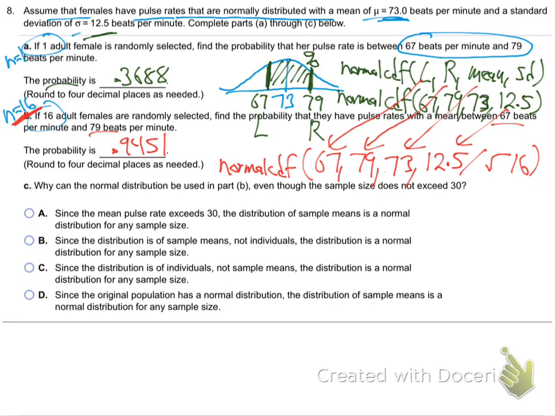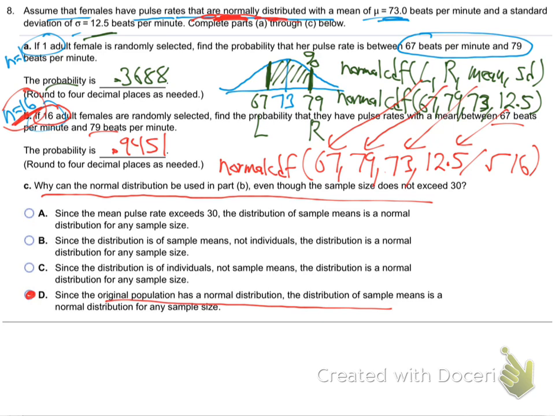Down here, why can the normal distribution be used? Again, since the original population has a normal distribution. The original is normal, so when you take a group of 16, if the original population, females, have pulse rates that are normally distributed, then even if you grab a group of 16 of them, it's still going to be normally distributed.